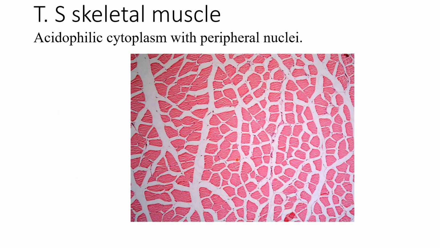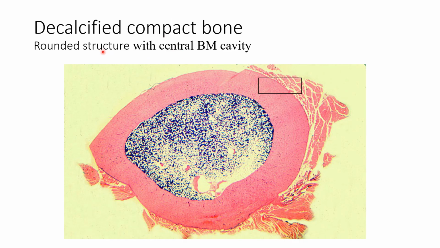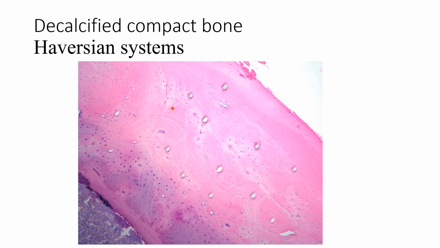So if I inspect the section and find anything else with it, for example, what I can see is decalcified compact bone. This is the compact bone, this is the bone marrow, and this is the skeletal muscle. So if the microscope was on the skeletal muscle, I'm going to inspect the rest of the slide. I can see here the decalcified compact bone. This is a higher magnification for the compact bone just to identify the Haversian system.